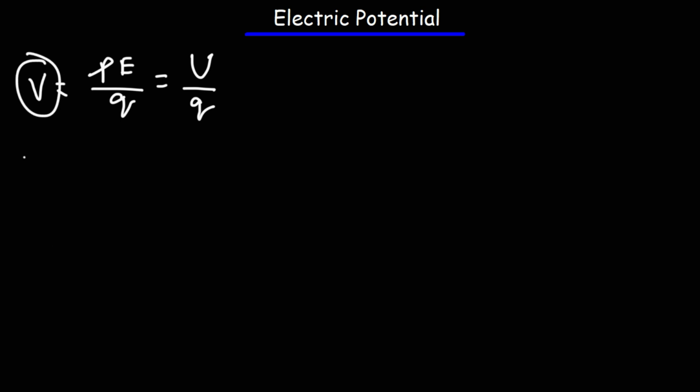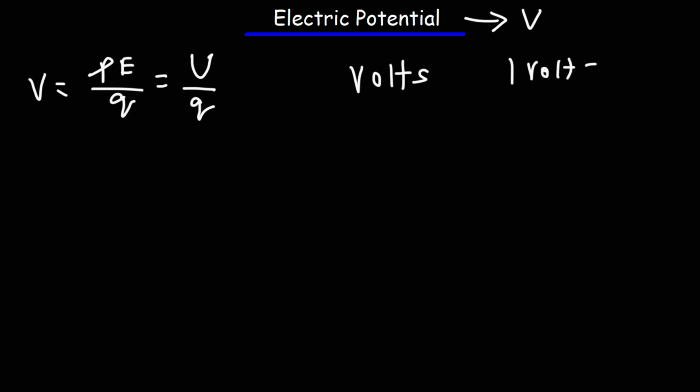So V is electric potential. PE, electric potential energy. Make sure you notice the difference between them. They sound similar, but they're different. Electric potential is measured in volts. 1 volt is equal to 1 joule of potential energy per 1 coulomb of charge.